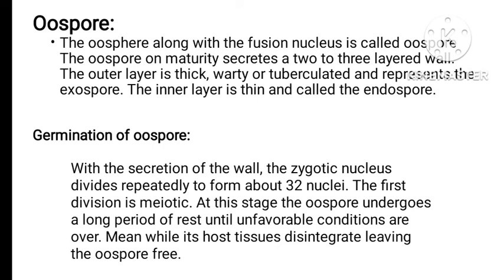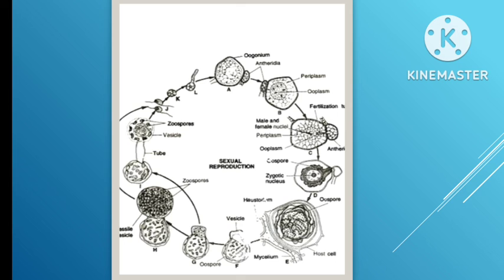Germination of oospore. With the secretion of the wall, the zygotic nucleus divides rapidly to form about 32 nuclei. The first division is meiotic, and at this stage the oospore undergoes a long period of rest until unfavorable conditions are over. Meanwhile, the host tissue disintegrates, leaving the oospore free. And this is the sexual reproduction diagram.